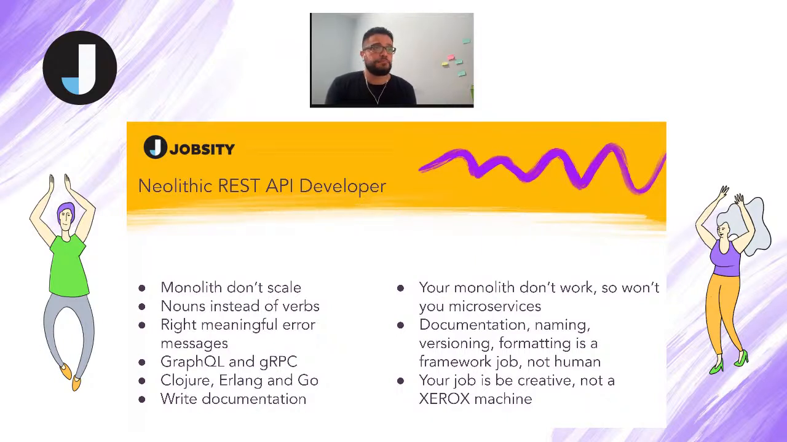Documentation and version formatting, blah, blah, blah. They are not meant only for humans, but they are meant for machines. Machines should be able to extract information from this convention. So if you do this manually, most likely the machine won't understand. And your job is to be creative. Your job is not to be a Xerox machine. So you should be focused on solving the problem, not on making a huge discussion about whether you should use tab instead of space, or 2 spaces instead of 4.